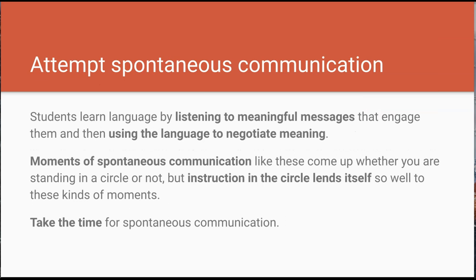Attempt spontaneous communication. VanPatten teaches us that students learn language by listening to meaningful messages that engage them and then using the language to negotiate meaning. This type of negotiation can happen at any point during the lesson when the teacher decides to build on a topic that comes up organically in class. These moments are hard to schedule. The teacher has to be ever ready to improvise in the moment.